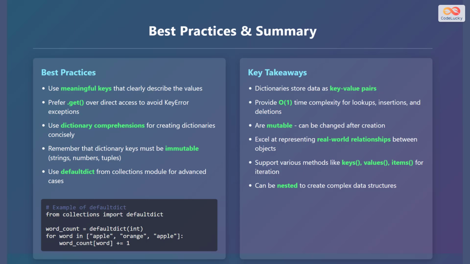In summary, dictionaries store data as key-value pairs, offering constant time complexity for lookups, insertions, and deletions. Dictionaries are mutable, allowing for changes after creation, and are useful for representing real-world relationships between objects. They support various methods like keys, values, and items for iteration, and can be nested to create complex data structures.